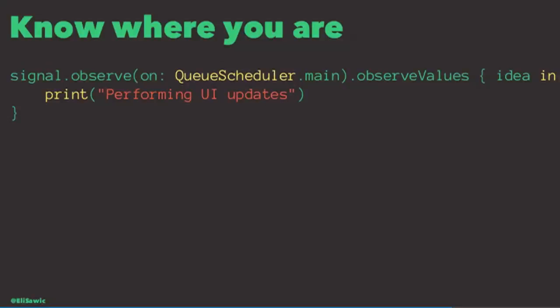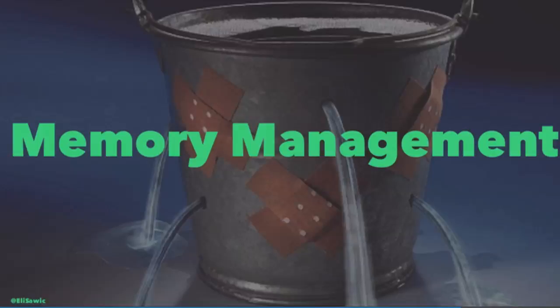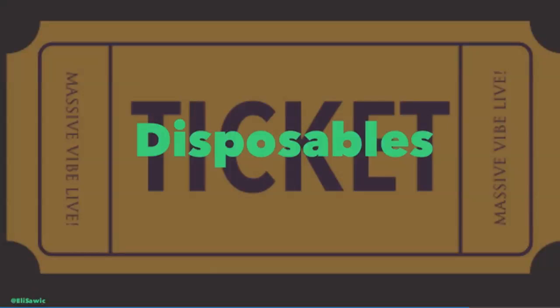And the last but not least, memory management. And who likes memory management here? Everybody. And that's pretty painful when you start working with functional reactive programming frameworks, because you have to remember about these mechanisms that they give you. And these are called disposables.